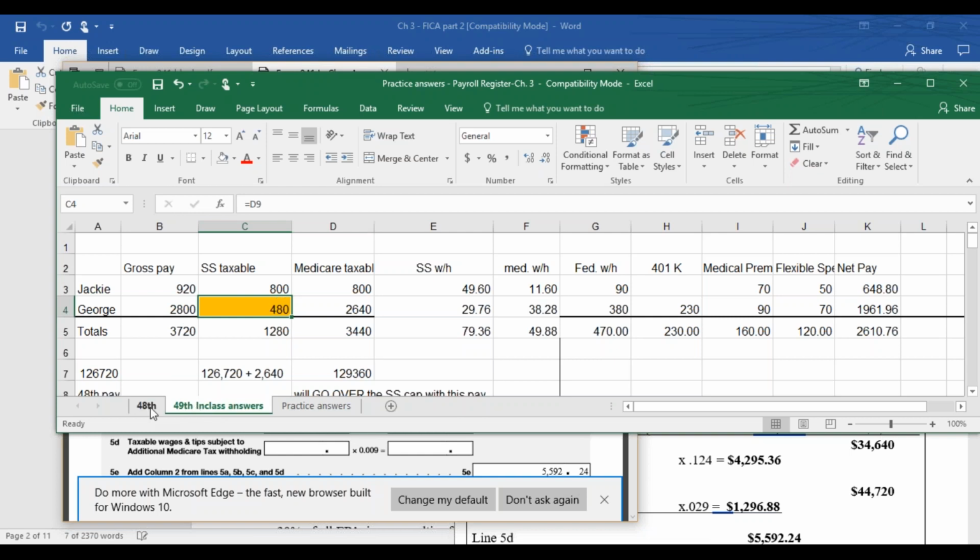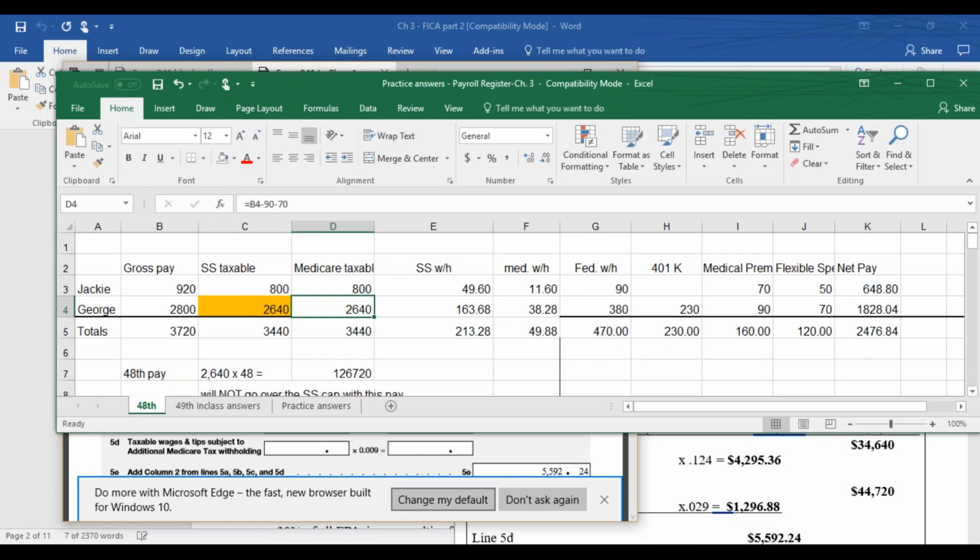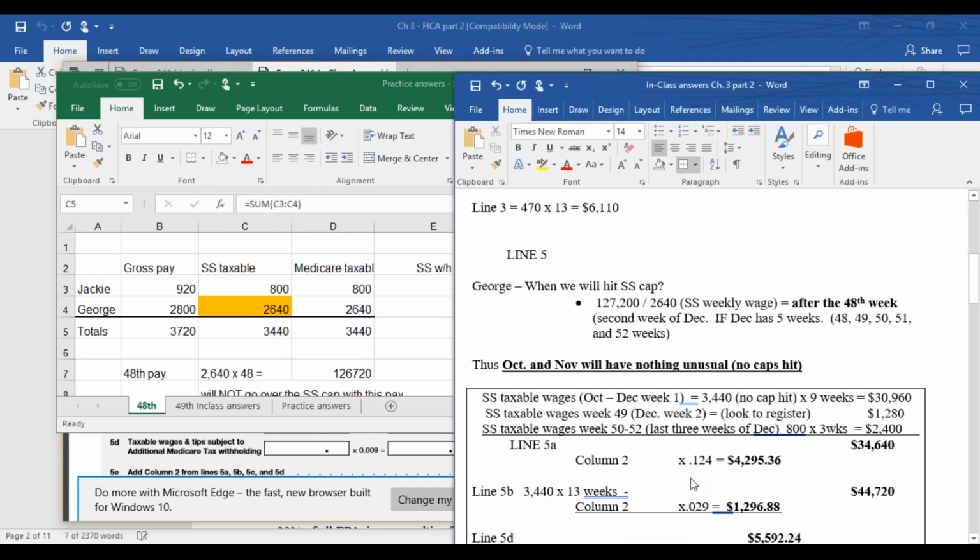paste it into a new file, a new tab. And the only difference is now for the 48th pay and before, George will now be taxed at the full 2640 because the cap wasn't hit. So what that's saying is, from the 48th pay on back, so that includes October, November, and now the first week of December, our taxable wages were really $34.40 for those first 9 weeks.